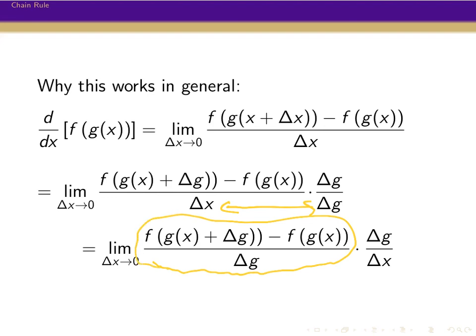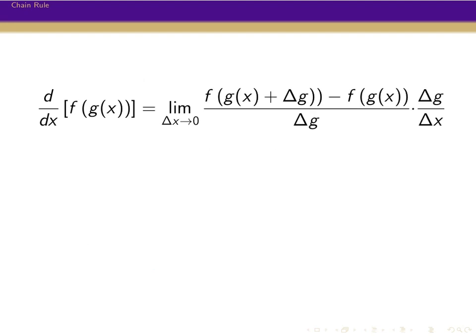Well, this looks like now we have the delta g here matching the delta g there. And then over here, we've got change in g divided by change in x. Okay, so I'm just copying out what we have right there. So we've got these two things multiplied to each other.